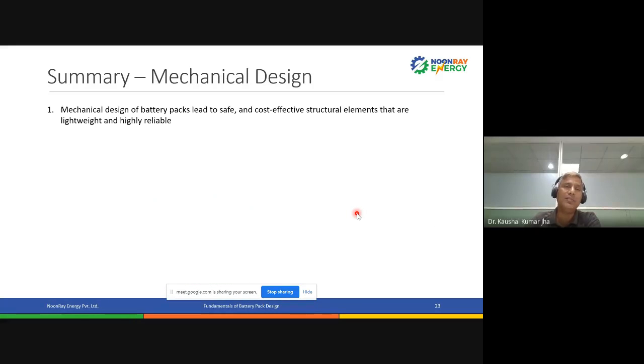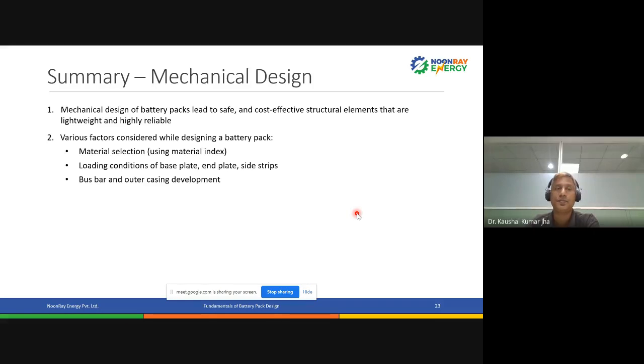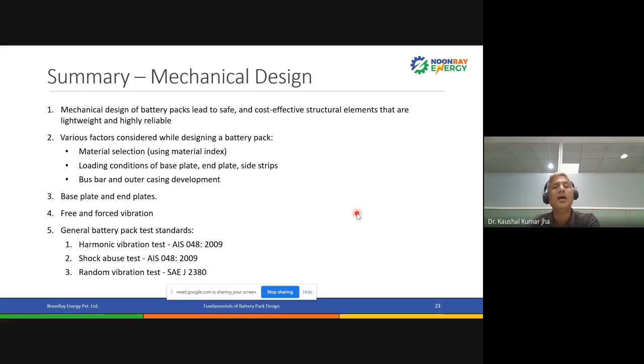So with this, I'm summarizing mechanical design. Mechanical design of a battery pack leads to a safe and cost-effective structural element that has to be lightweight and highly reliable. Various factors are material selection, the method, and loading conditions on the base plate, end plate, and side strip, which we have not covered. It takes quite a long time, so I have just given you an idea of how you can do that. Bus bar and outer casing development we have to take care of, base plates and end plates, free and forced vibration, and the methodology of various testing.